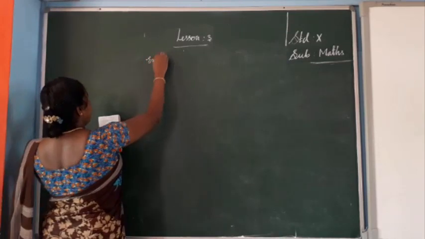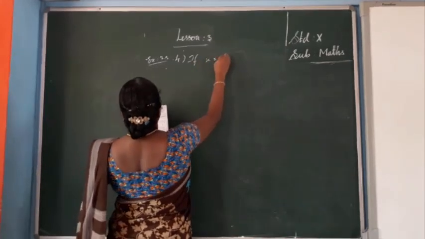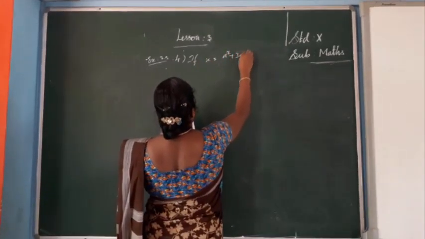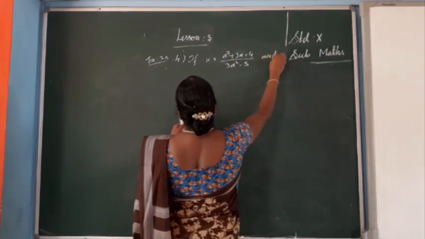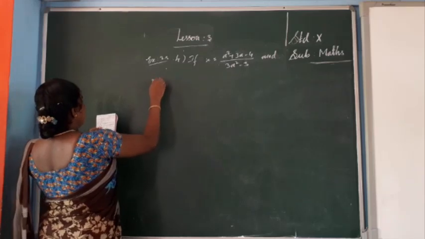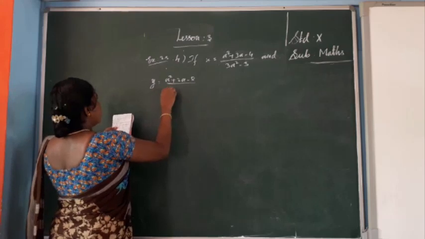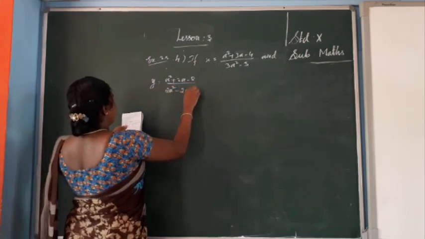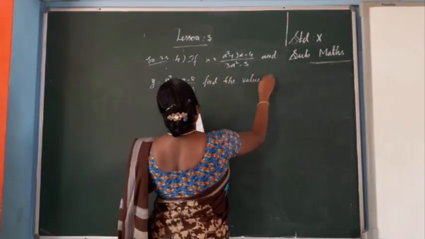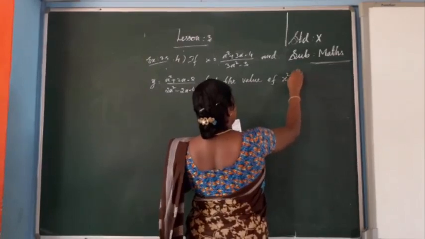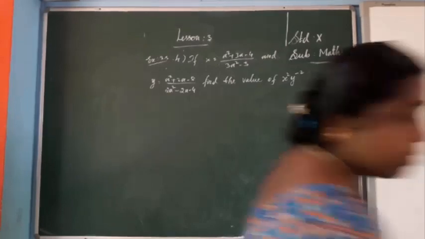Exercise 3.5. Question number 4. If x equals a square plus 3a minus 4 by 3a square minus 3 and y equals a square plus 2a minus 8 divided by 2a square minus 2a minus 4, find the value of x square y power minus 2. Shall we do it? Very simple.